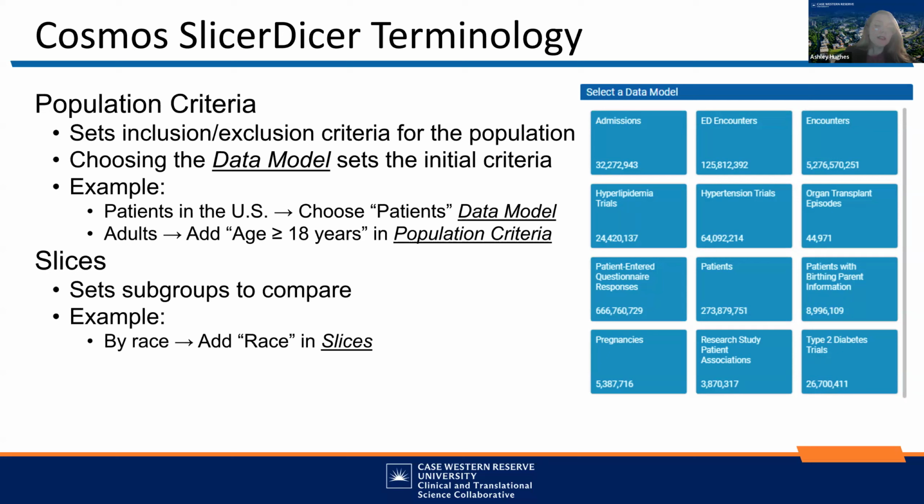So slices, as I mentioned, allow you to create subgroups. Again, this is going to be based on however your research question is framed. So our particular research question is looking at disease prevalence by race. So we'll really want to add race as a demographic variable to look at the breakdown, to be able to look at side-by-side comparisons of how many people by race are diagnosed with hypertension.